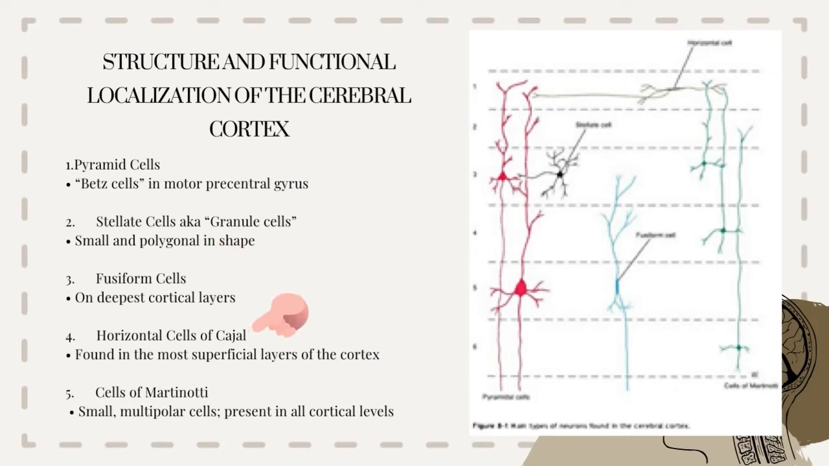Next, you have your horizontal cells of Cajal. It is a small fusiform, horizontally oriented cell found in the most superficial layers of the cortex. The dendrite emerges from each end of the cell with axons running parallel to the cortical surface of the cortex. Next, you have the cells of Martinotti. It is a small multipolar cell present in all cortical levels. It has short dendrites with axons ending on a more superficial layer.